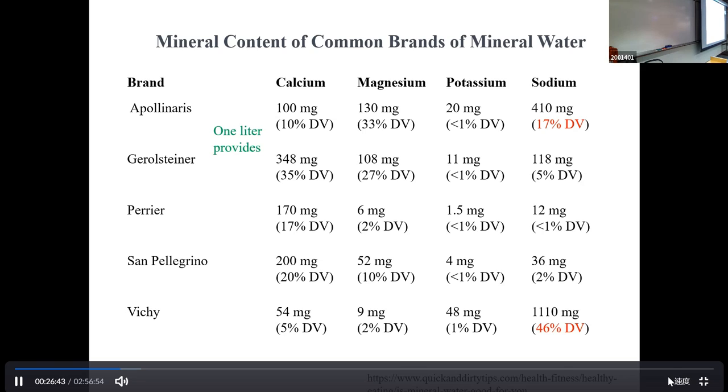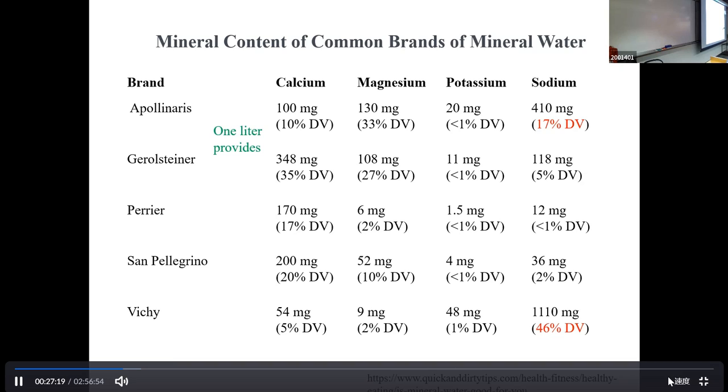So these are, relatively speaking, concentration of the minerals in a 1 liter water. DV, of course, is the daily value. So you can see that some brands hit a level of 35 per 1 liter of mineral water. Whereas this one, 10% daily value, but then sodium is 17% daily value.